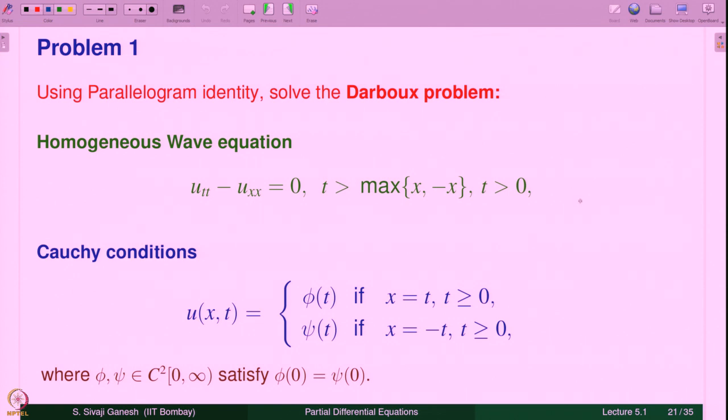u is given to be phi here and u is given to be psi here, and this is the domain in which we have to solve. And we are given phi and psi to be C2 functions satisfying phi of 0 equal to psi of 0.